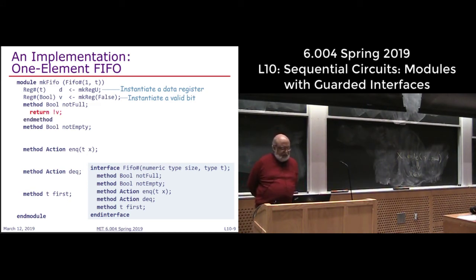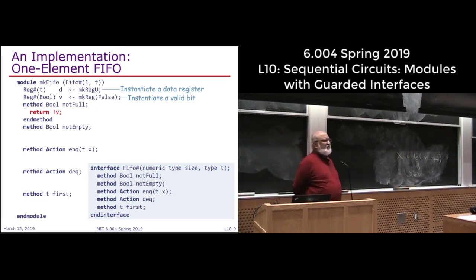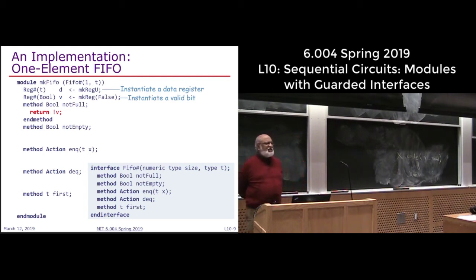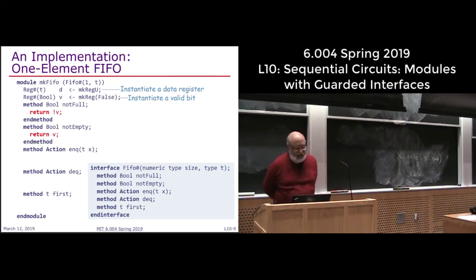All right, so given all that, it's fairly straightforward to write down various methods for it. So let's see. Not full is? You simply return the value, not V. By the way, I could have also written it using equal signs. I could have written here not full equals not V. So this is just a different syntax for the same thing. You can discuss it more in the recitation tomorrow. Not empty, simply saying if V is true, then obviously it's not empty. So you're returning the value of V.